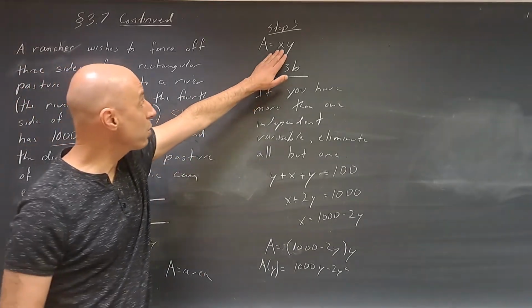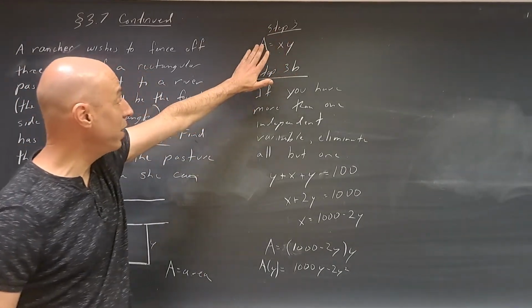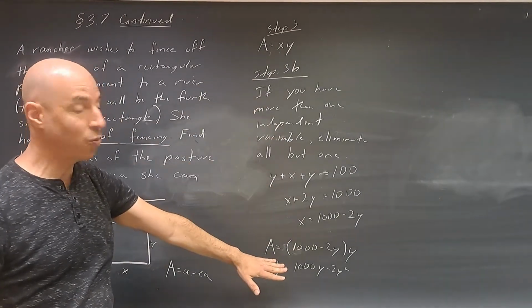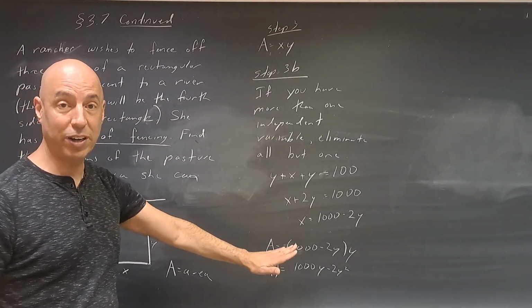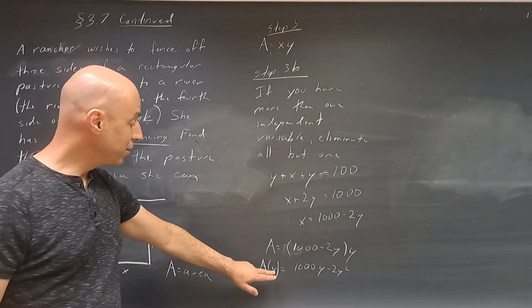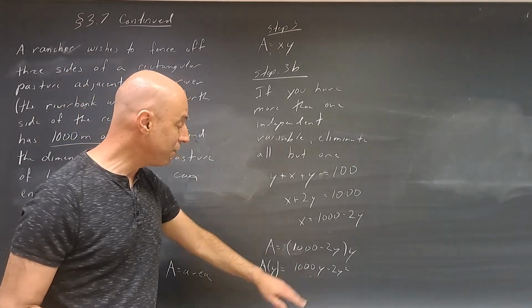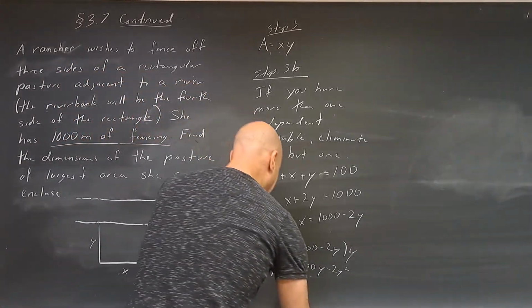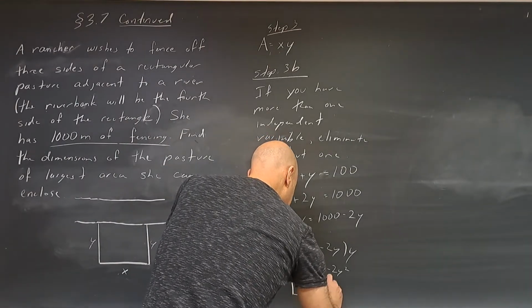So if you have more than one independent variable, when you get to step 3, do step 3b, get down to one independent variable. That's all we are set up to handle right now. So we have our formula now in terms of one variable. Let's go ahead and write our interval.